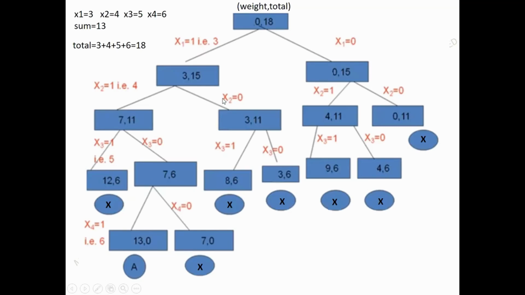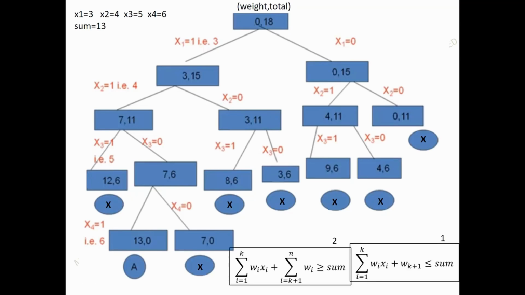In a similar manner, you can create the state space tree like this. Now this is a pruned state space tree. The reason, now we will discuss those pruned nodes. What are those pruned nodes? Let us start with the first node, that is 12,6.